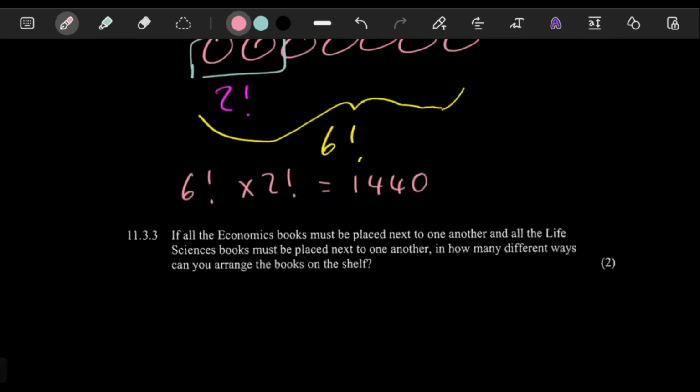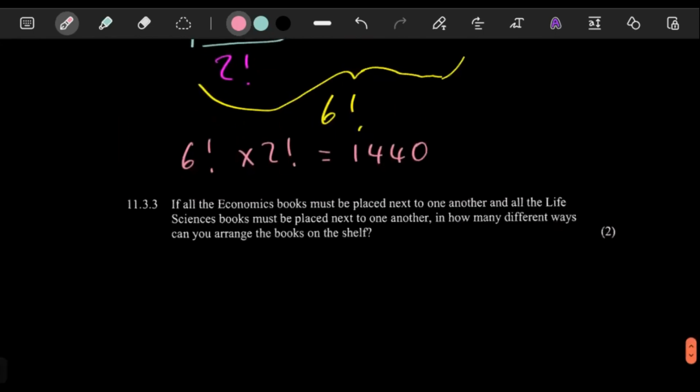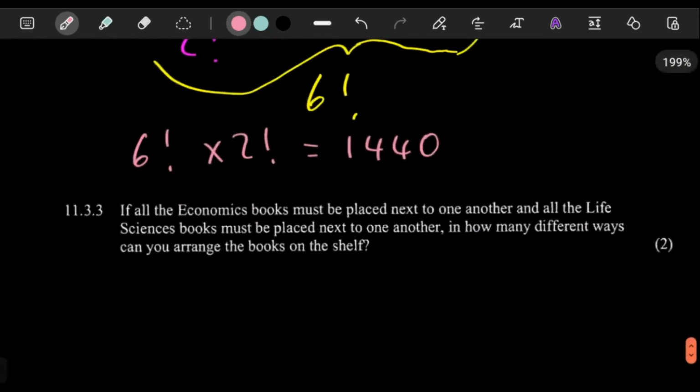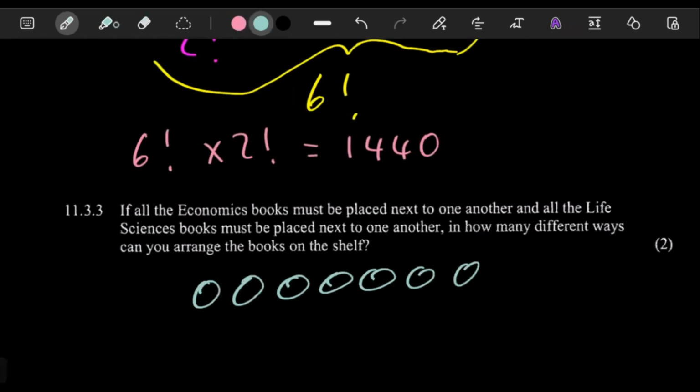11.3.3 says if all the economics books must be placed next to each other and all the life science books must be placed next to each other, in how many different ways can they be arranged on the shelf? This is also easy. 1, 2, 3, 4, 5, 6, 7 books.